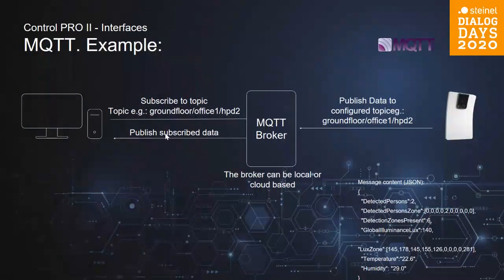So here is an example. In the top right, we have our HPD2. This is publishing data to the MQTT broker, which can be local or cloud-based. We then have in the top left the interested other devices. This may be a monitoring facility that subscribes to the topic, whereby the MQTT broker then publishes new data from the sensor to the device.